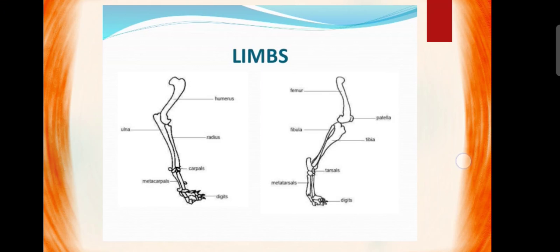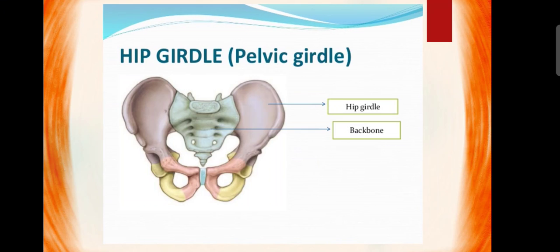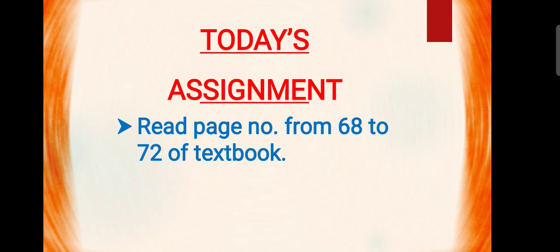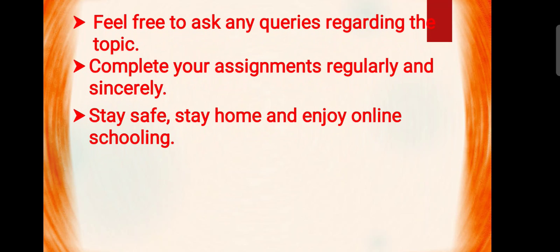now these are the different kinds of joints or girdles that we have seen, and you have to do reading of page number 68 to 72. So complete your part of reading, children, and be ready for understanding the next topic.